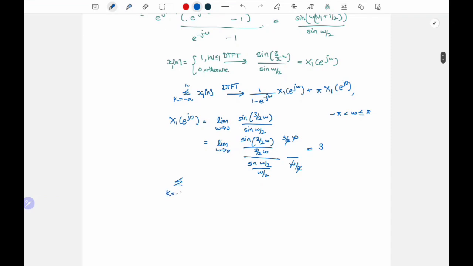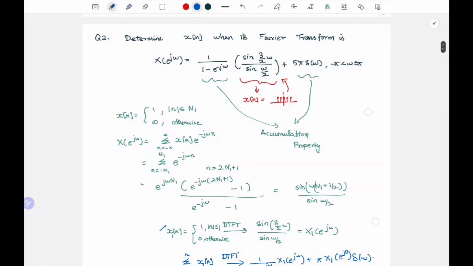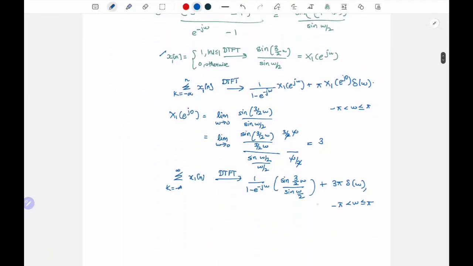So your summation k equal to minus infinity to n of x1[k], which is given by this, will give me the DTFT of 1 by 1 minus e^{-jω} times X1(e^{jω}), which is what I wanted, right? Sin(3ω/2) by sin(ω/2) plus 3π delta of ω. Sorry, I forgot the delta of ω here. So delta of ω for minus π less than ω less than or equal to π. But what is the question given? 5π delta of ω. So I need to add 2π here.